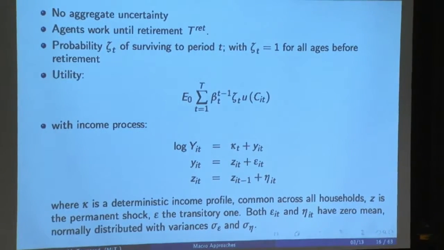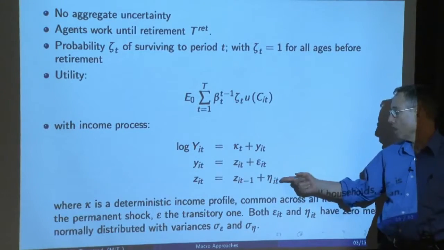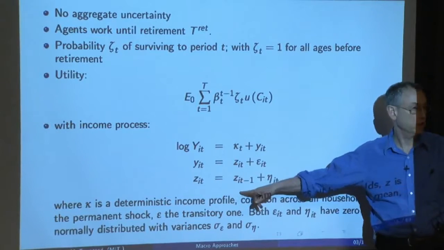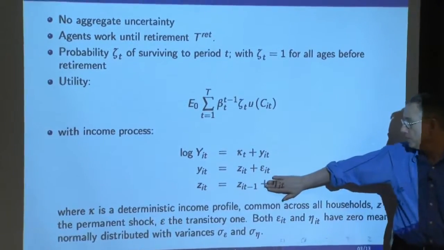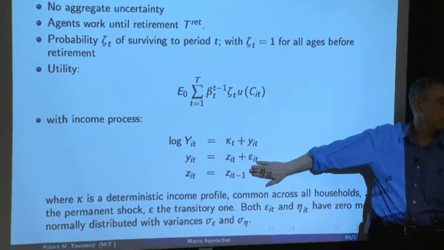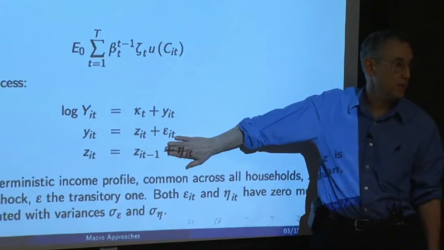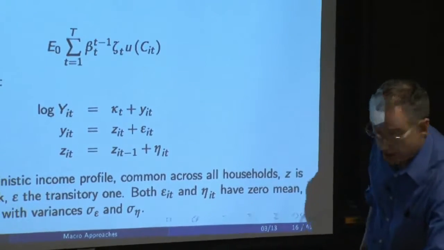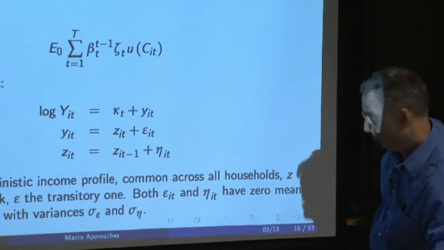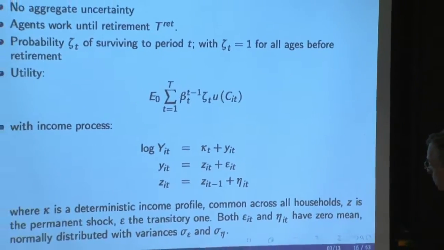Okay, so these papers use different notation. In this paper, Z is permanent and epsilon is transitory. And eta is another shock, and that's the shock to permanent income, basically. So in expectation, you expect your income to be what it was. You expect the permanent part of your income to be exactly what it was last period, but this thing will move that around. And then these have variances, sigma eta, sigma epsilon.